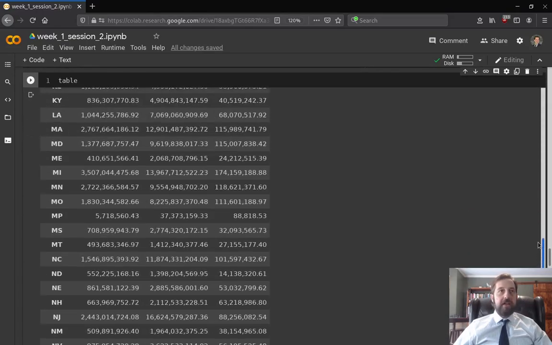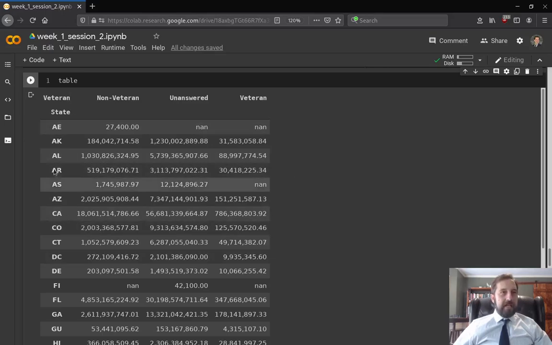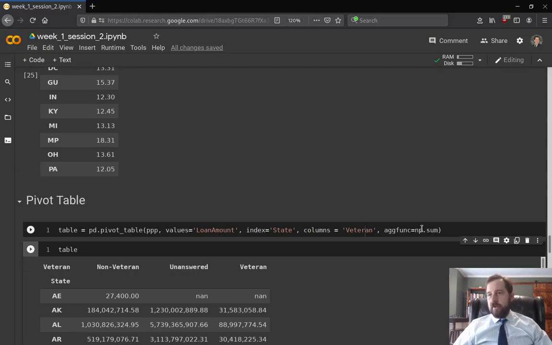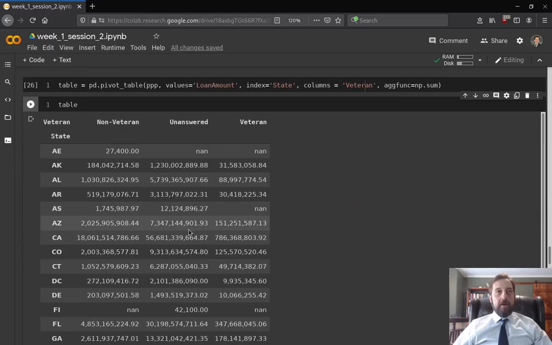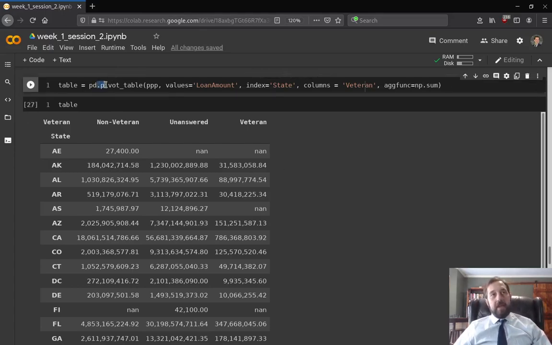And right there with that brief line of code, we have state in the index here. And then we can look at the loan amount. This is going to be the total loan amount. So I have the NumPy sum here. So this is the total loan amount, not the average, total, by veteran status, right? So if you're used to thinking in pivot tables, you automatically have that here, and it's a great way to summarize the data. So the arguments here are the data frame, we have the values, we have the index, we have the values that we want, we can have a category of veteran, and then how we want to aggregate the loan amounts.